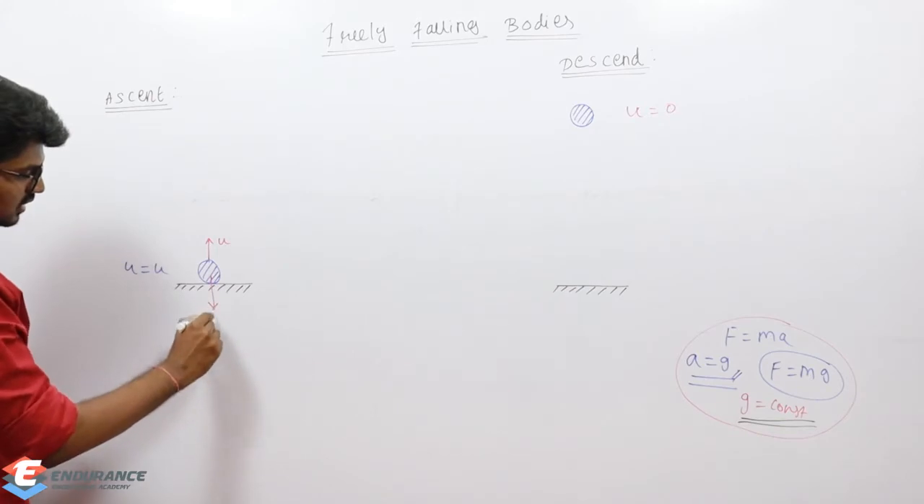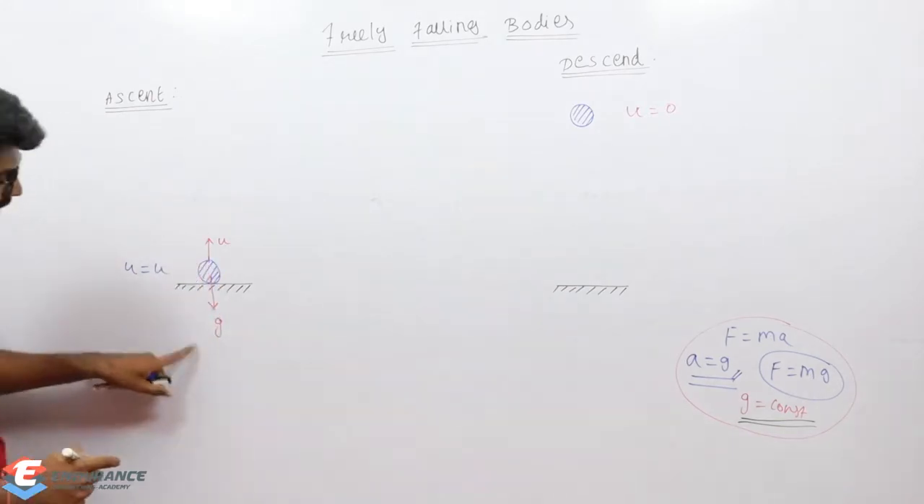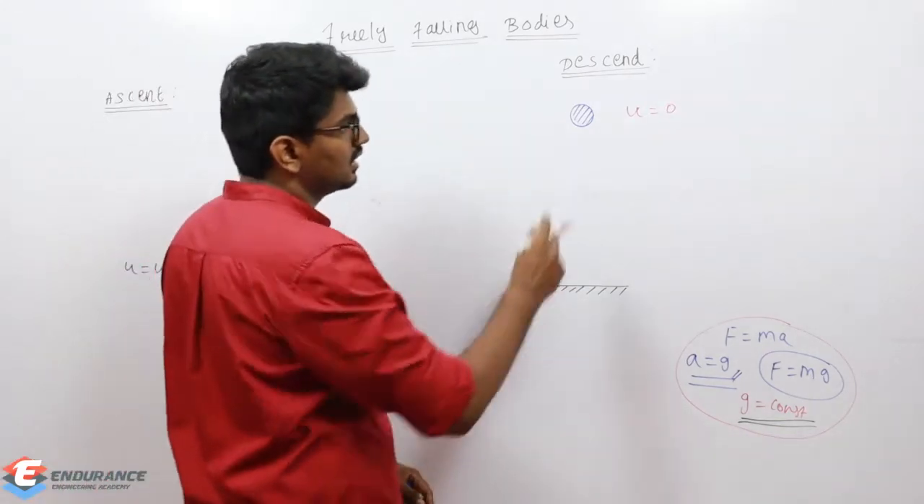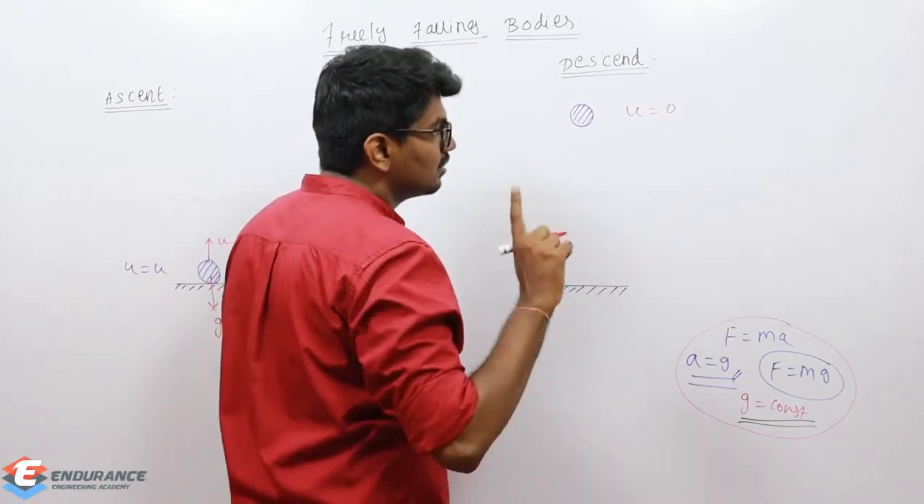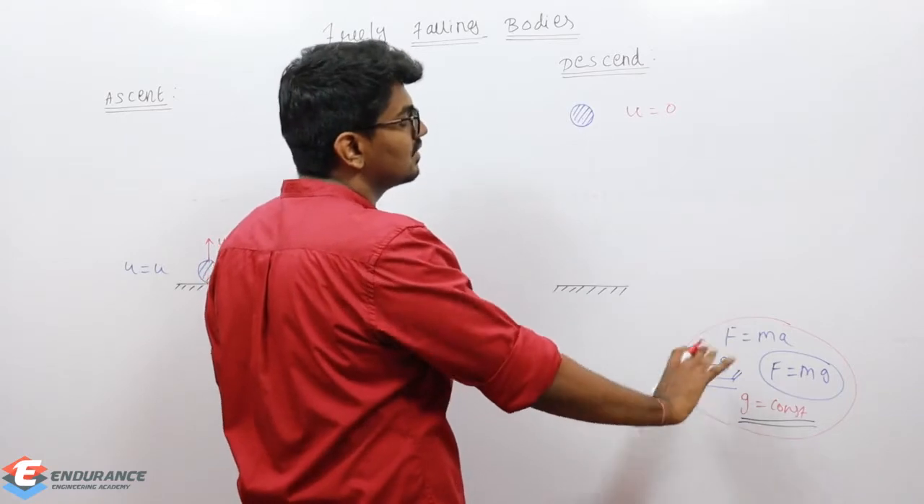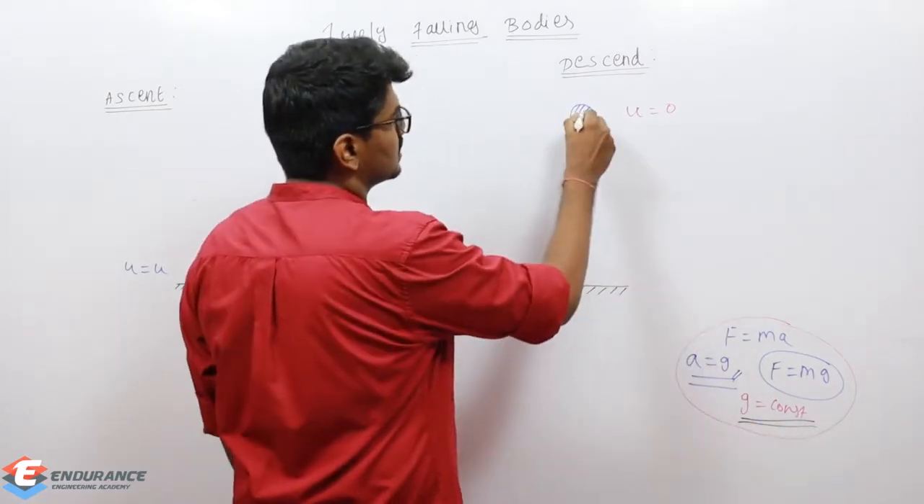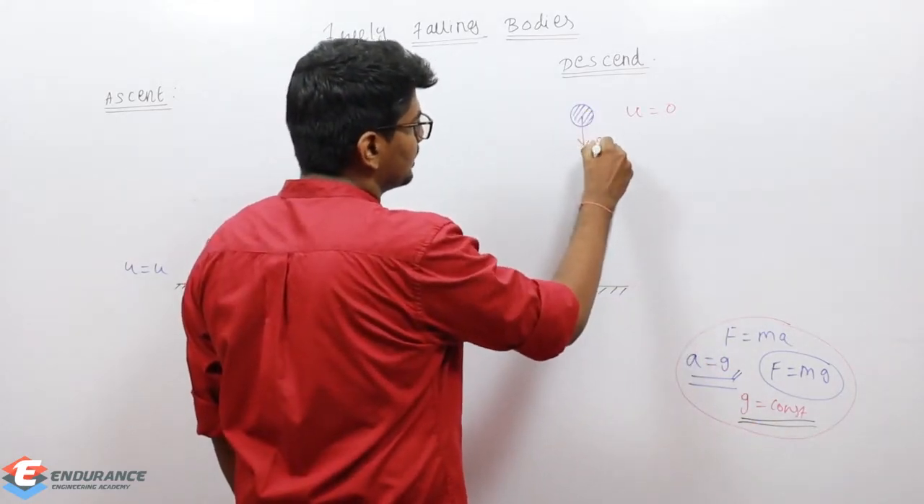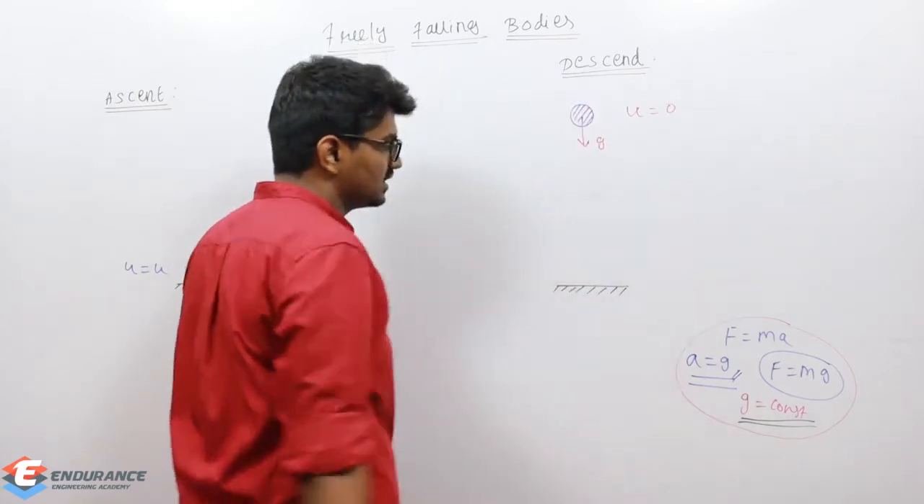So g. If I consider the case of descent, there is no initial velocity. There will be only one thing, which is the acceleration due to gravity, and that acceleration will always act downwards, as we know already. Okay, I hope it is clear as of now.